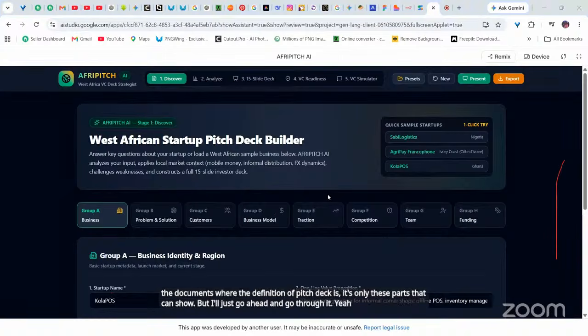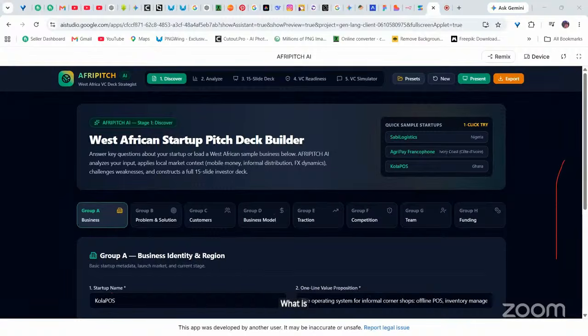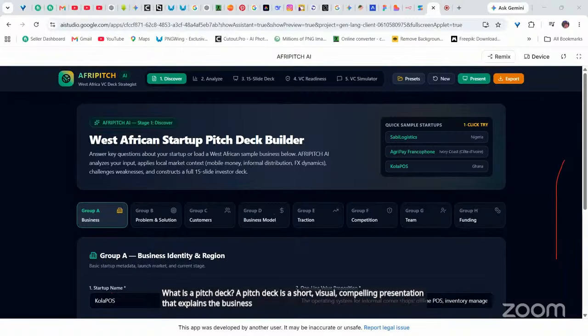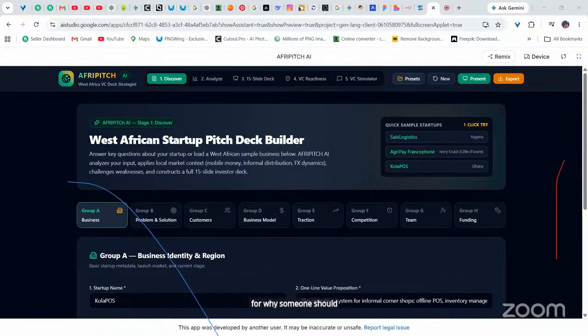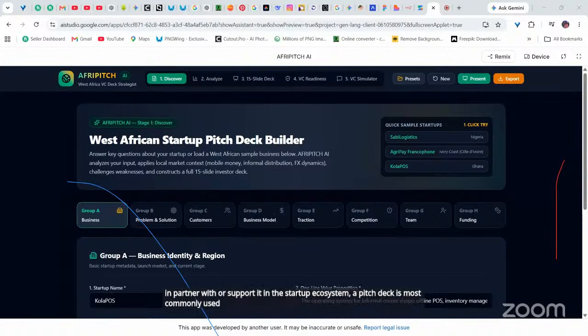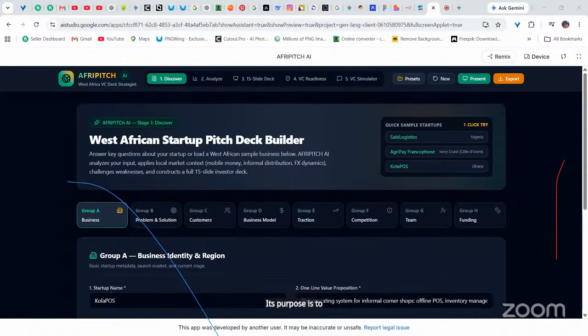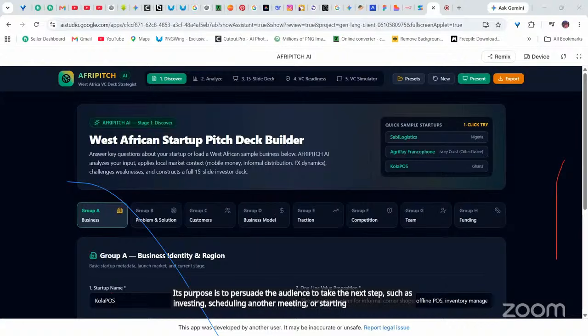So first of all, what is a pitch deck? A pitch deck is a short, visual, compelling presentation that explains a business idea, startup, product or company, and makes a case for why someone should invest in, partner with, or support it. In the startup ecosystem, a pitch deck is most commonly used when raising capital from investors. Its purpose is to persuade the audience to take the next step, such as investing, scheduling another meeting, or starting a partnership. Pitch decks are usually up to 15 slides and presented within 15 to 20 minutes.